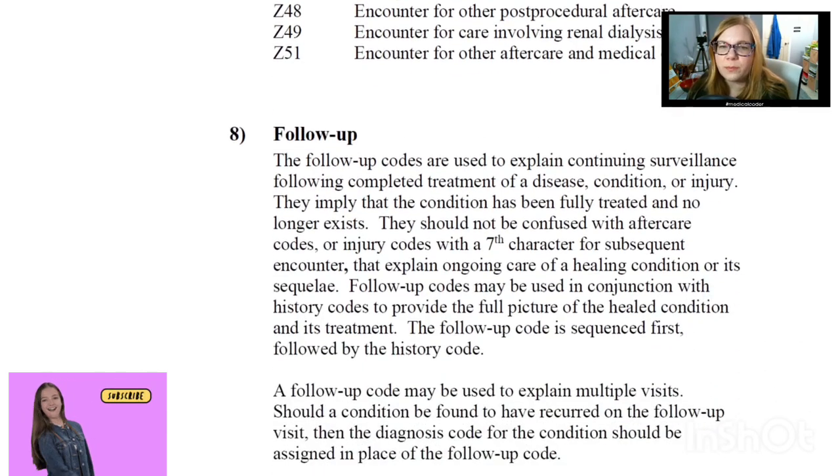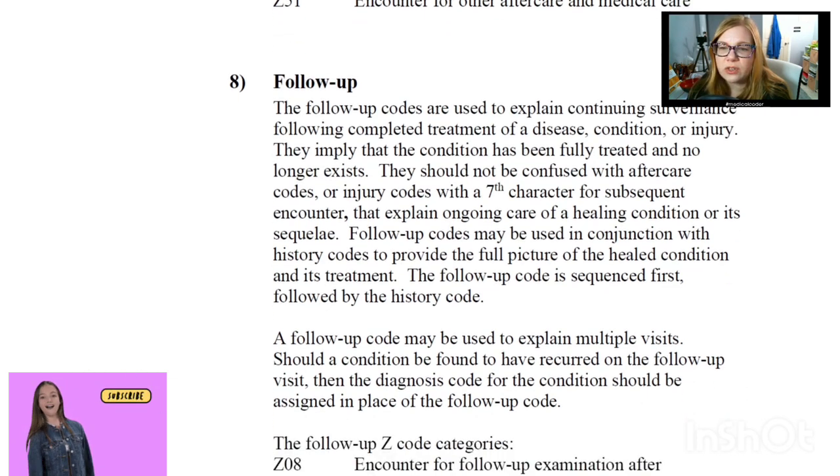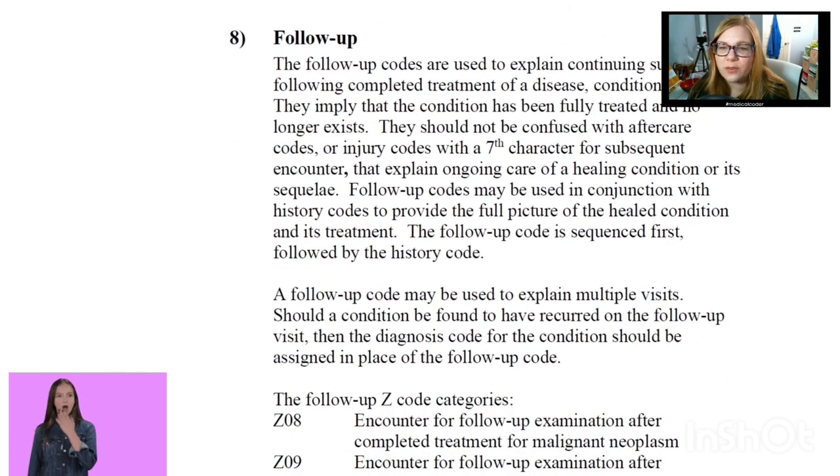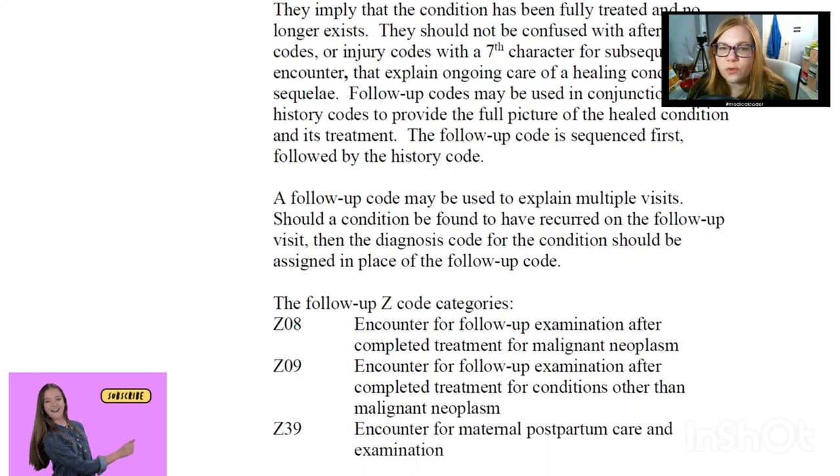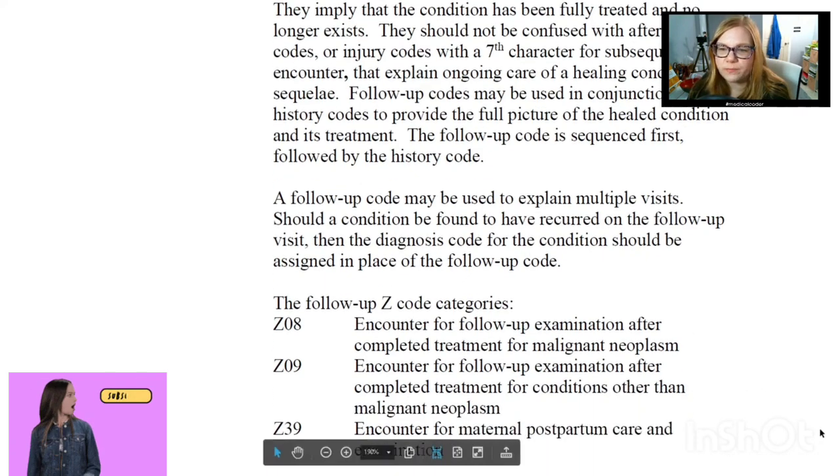Follow-up. So the follow-up codes are used to explain continuing surveillance following completed treatment of a disease, condition, or injury. They imply that the condition has been fully treated and no longer exists. They should not be confused with aftercare codes or injury codes with a seventh character for subsequent encounter that explain ongoing care of a healing condition or its sequela. Follow-up codes may be used in conjunction with history codes to provide the full picture of the healed condition and its treatment. The follow-up code is sequenced first, followed by the history code.